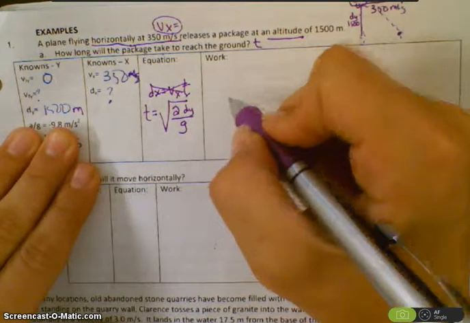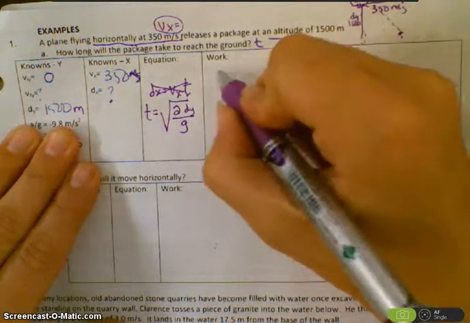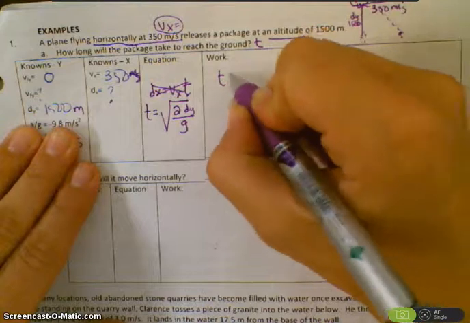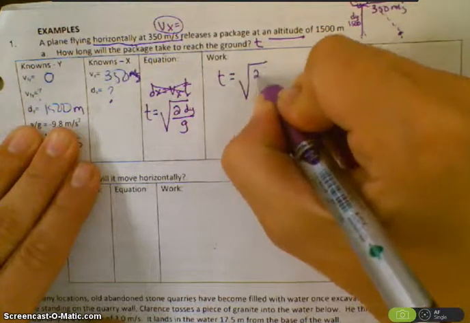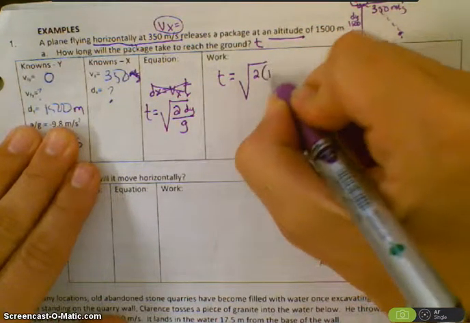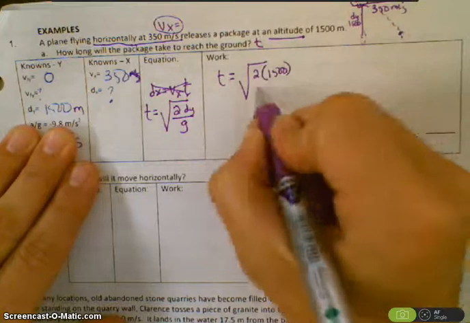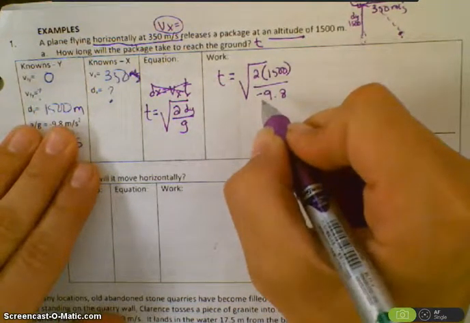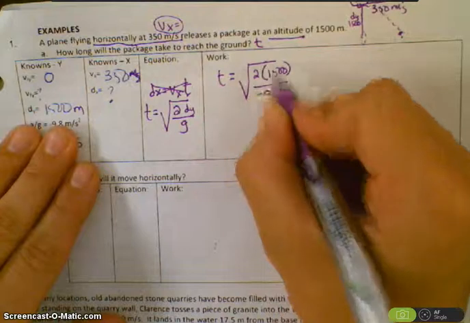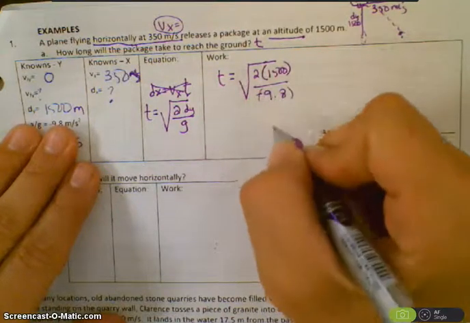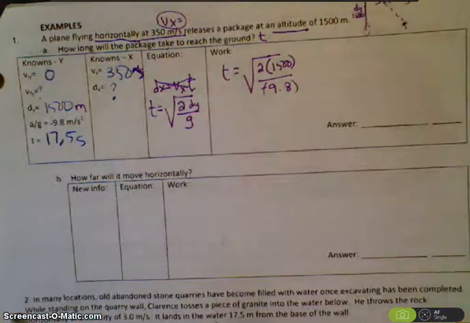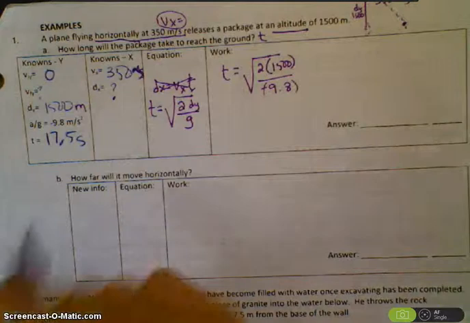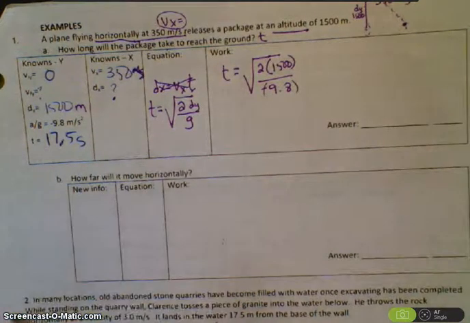Okay, so now let's plug and chug. Our time. Remember, you can't put a negative in a square root function, so we're just taking the absolute value of that. Work this out in another class. Let's check it though, see if I'm right.